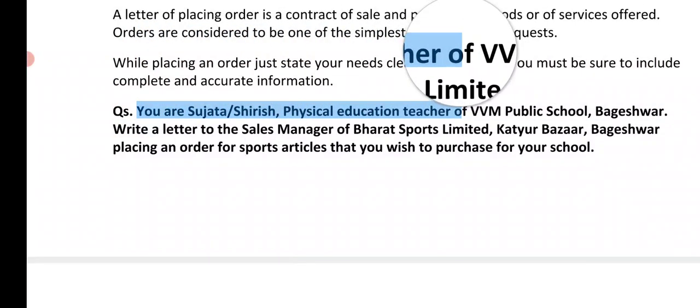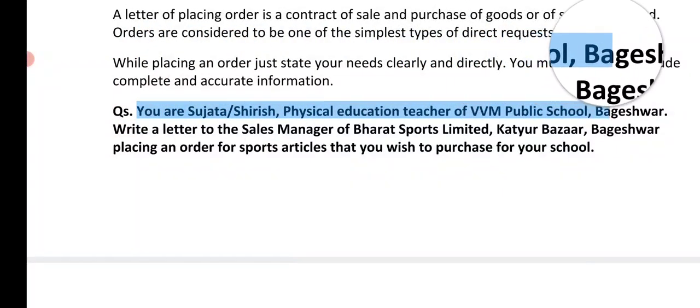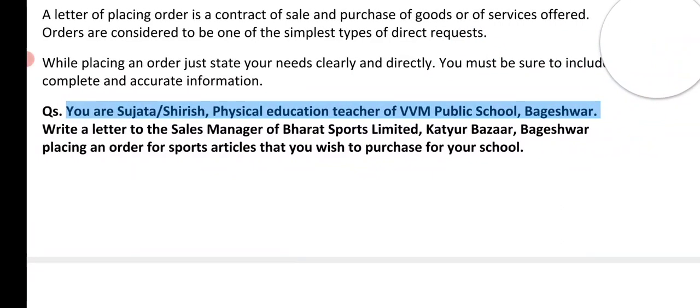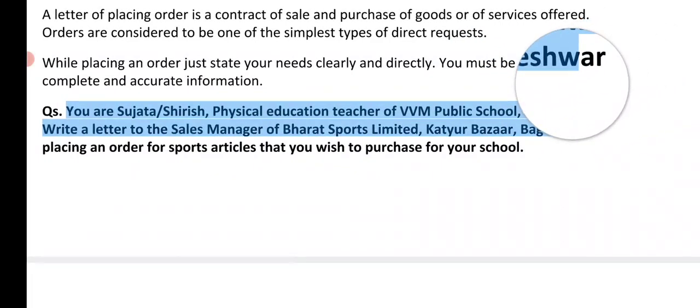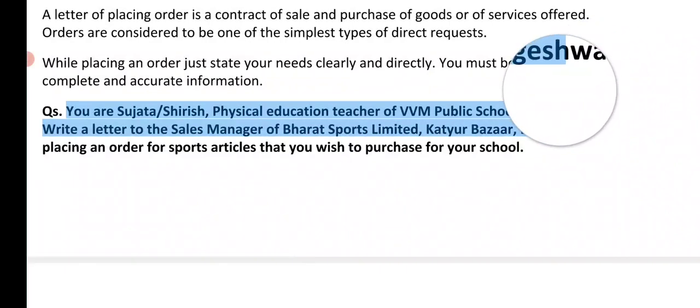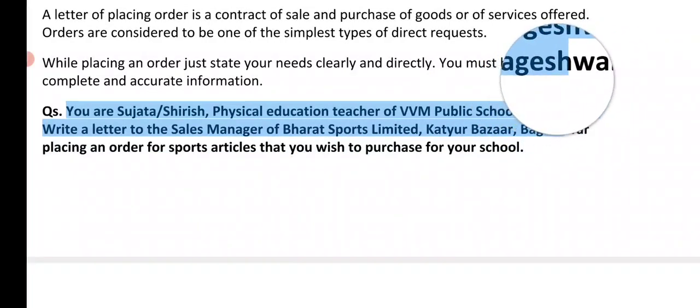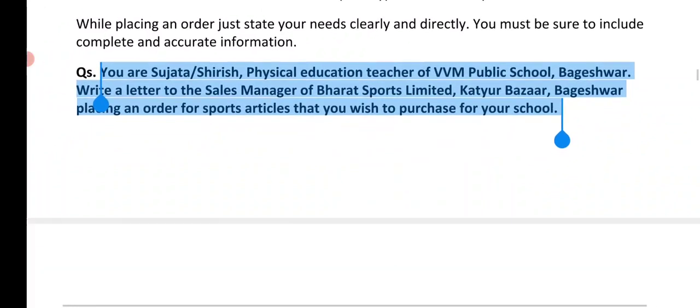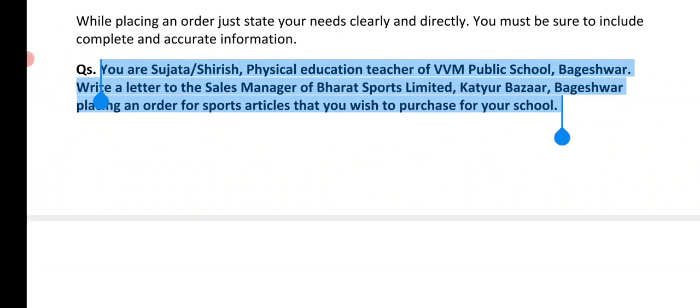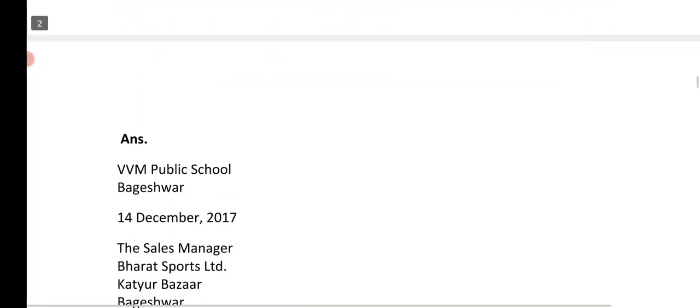You are Sujata, physical education teacher of VVM Public School, Bageshwar. Write a letter to the sales manager of Bharat Sports Limited, placing an order for sports articles that you wish to purchase for your school. So you're actually a physical education teacher, and you have to write a letter to the sales manager of Bharat Sports Limited. So as sender's address, you will write the name of the school, because you're making this order for the school.